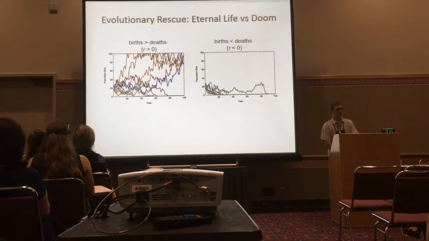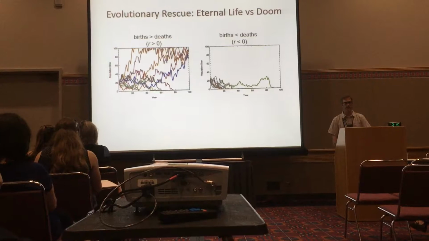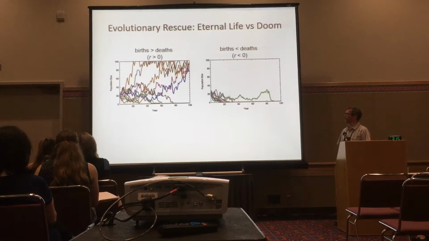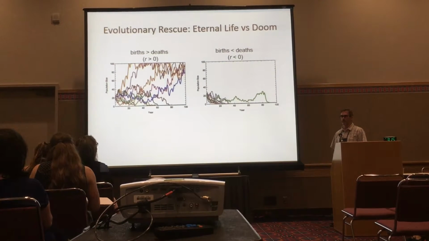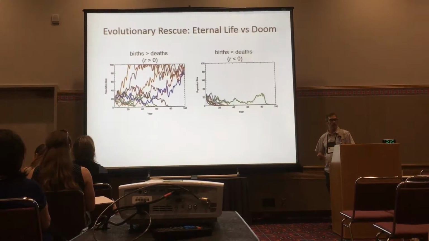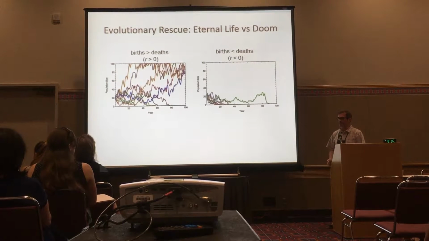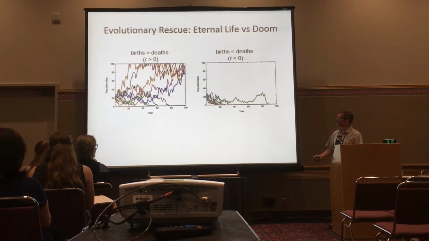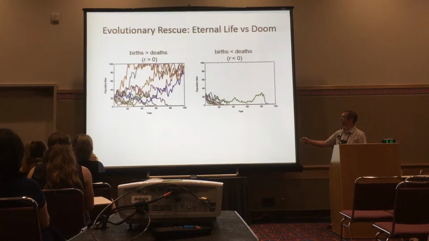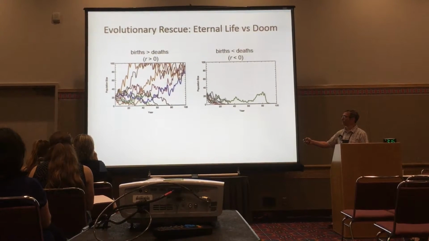Evolutionary rescue is an area that looks at conditions under which evolution can prevent populations from going extinct. And a necessary but not sufficient condition for the possibility of a population persisting in a harsh environment is that birth rates need to exceed death rates, or the intrinsic rate of increase has to be positive.